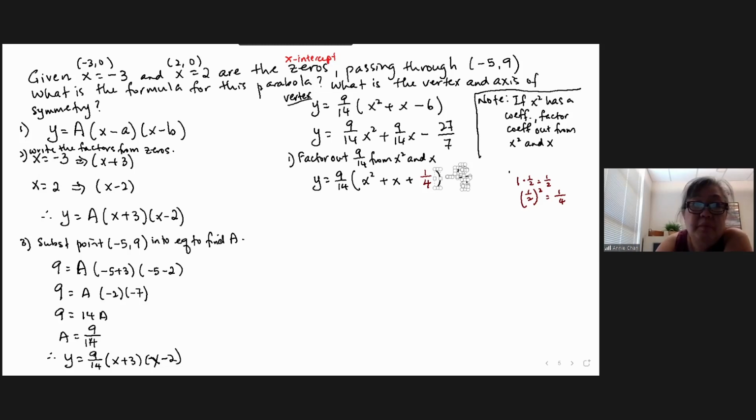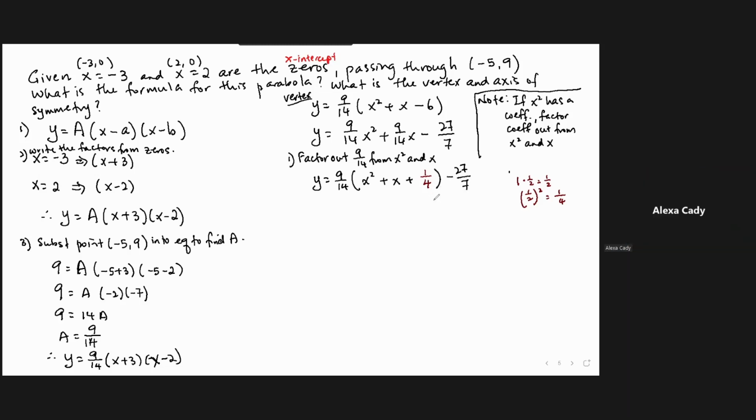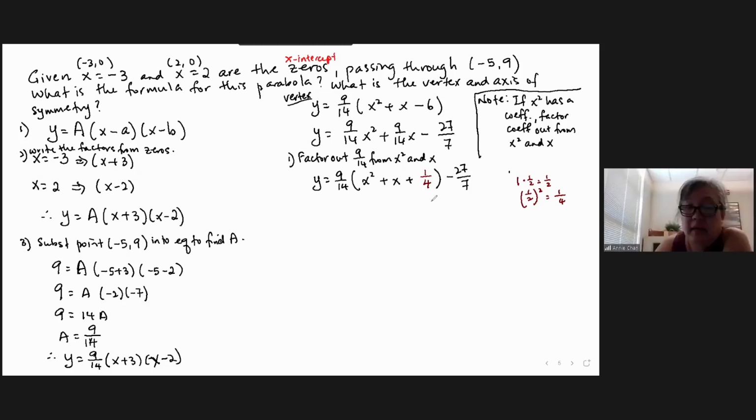Do you add the 1/4 to the other side too? The outside? Yeah, I'm getting there. In order to not change the equation, what I add, I have to subtract: 1/4. But this is not the 1/4 of the actual equation. The actual equation has 9/14 factored out. So I have to multiply this back by 9/14.